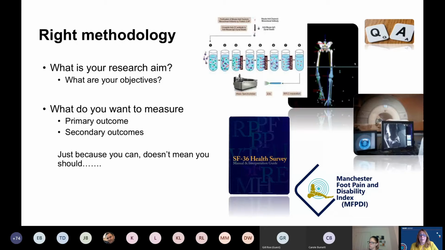So it's important that you're looking at measuring. And again, another pitfall to avoid is just because you can measure it doesn't mean you should. And one of the things when we're developing protocols that we absolutely need to look at is the burden on the patient.